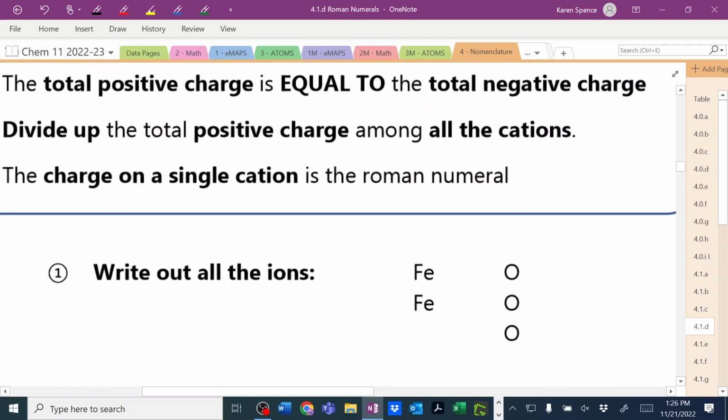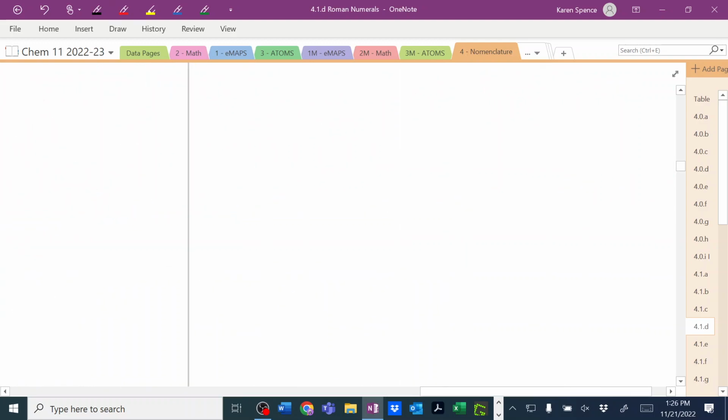So step number 1, we have Fe2O3. I'm actually going to do it off to the side. Can you do this without this process? Yes, you can. If you find it easy, go for it. If you don't, write it out.